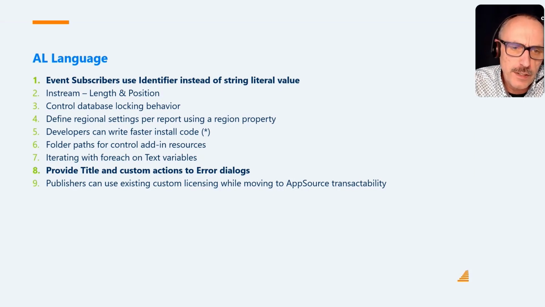We will do a demo of the title and custom actions for errors. What you can do now is if there is an error, you can provide an action for the user to solve that error or to help solve it. And there's something called AppSource transactability. It will be available for general use really soon, probably this month. And there's also some addition to the NavApp object where you can find out if your code is running using AppSource licensing, which is the new transactability, or if it is still using your own licensing, your custom licensing product. So you can now make a difference between that.